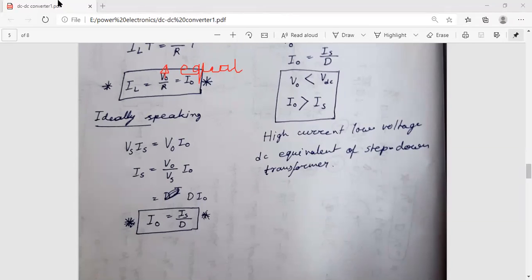Okay, so this is all about the buck converter, how it is working. And next we will draw the waveforms of the inductor current and voltages, and discuss how the inductor current and the voltages will flow.